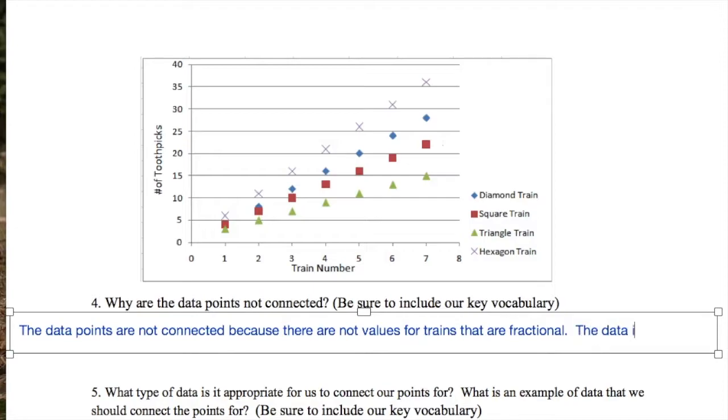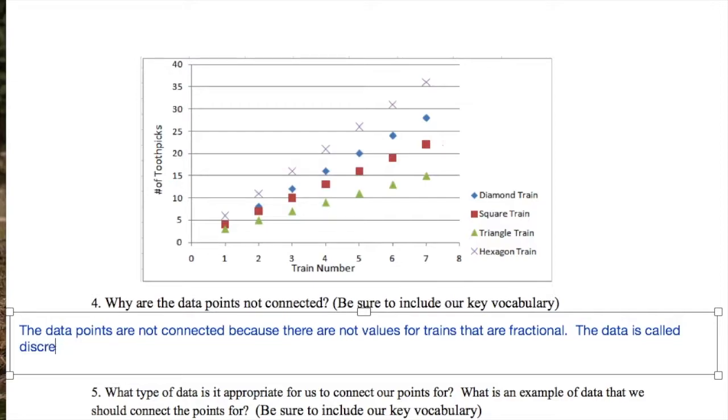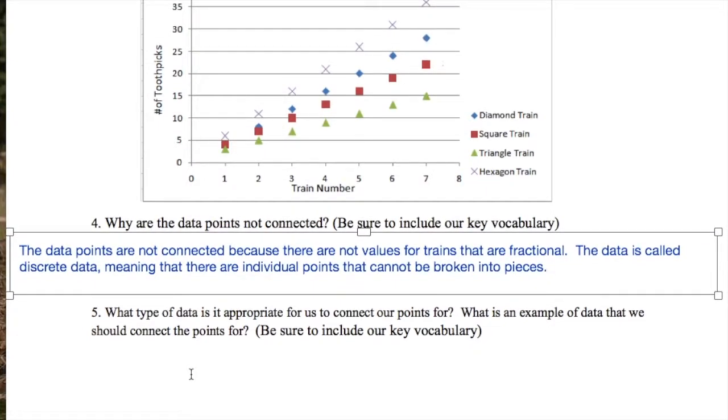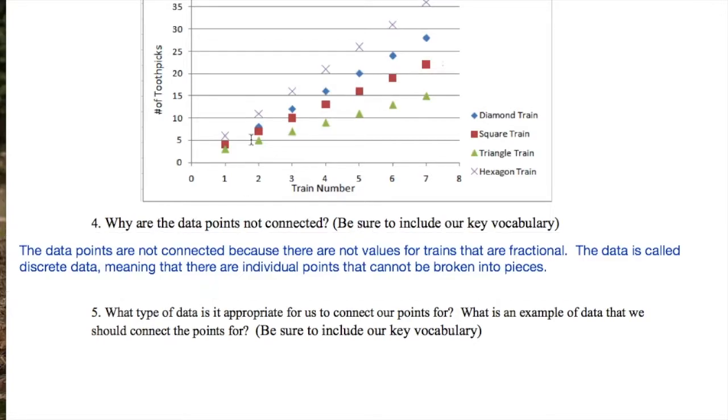The data is called discrete data, meaning that there are individual points that cannot be broken into pieces. In class we'll talk about some other types of data that are typically discrete. People are discrete data. We don't generally talk about parts of people when we have data. But the opposite of discrete data, as a little note to self for other times, is continuous data.